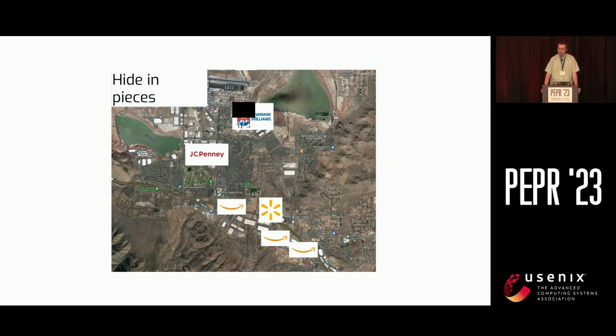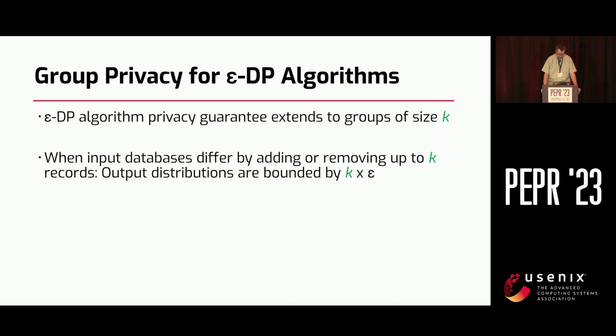And so I'm going to think about hiding these guys actually kind of in pieces. So if I have 100 employees at this Sherwin-Williams, I'm going to think about hiding like 25 employees at a time. So I hide 25 there, another 25, another 25, and so on. So I'm going to hide this in pieces.